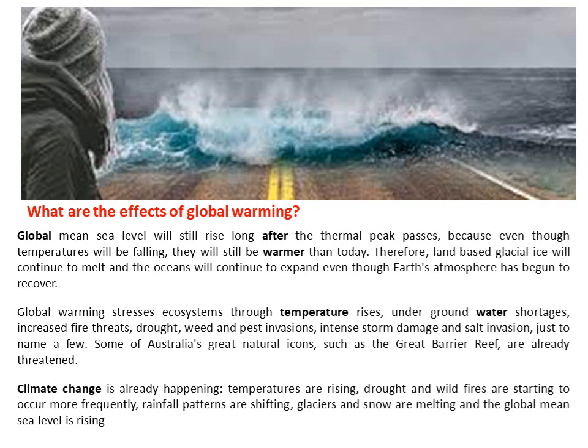Global warming stresses ecosystems through temperature rises, underground water storage changes, increased fire threats, drought, weed invasions, intense storm damage, and salt invasion, just to name a few. Some of Australia's great natural icons, such as the Great Barrier Reef, are already threatened.